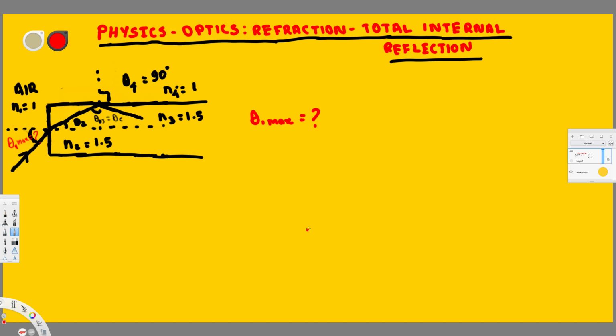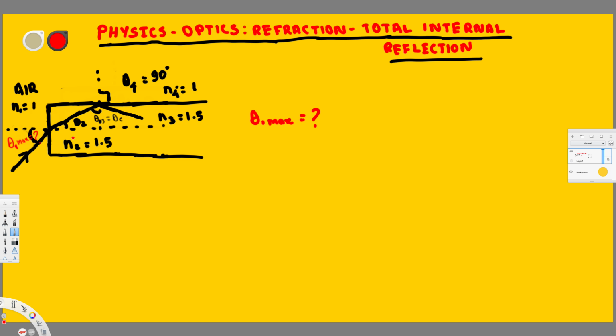Let's try this problem right here. Here we have a fiber optic cable, and the question is asking, if we shine a light toward the fiber optic cable, what is the maximum incident angle we have to have in order to make this light stay inside the fiber optic cable? Because after a certain value it can go outside. Now let's see how we can figure it out.